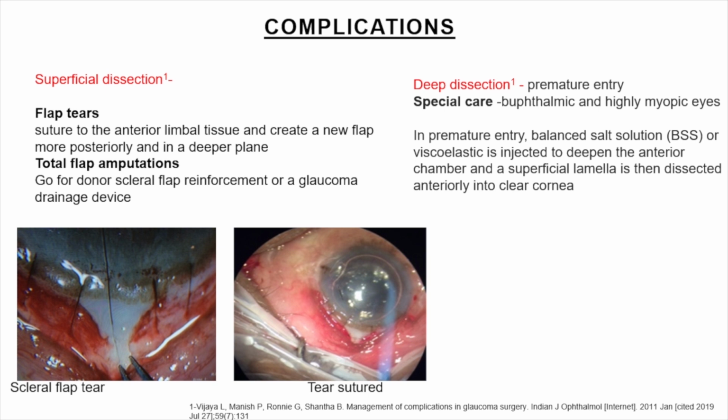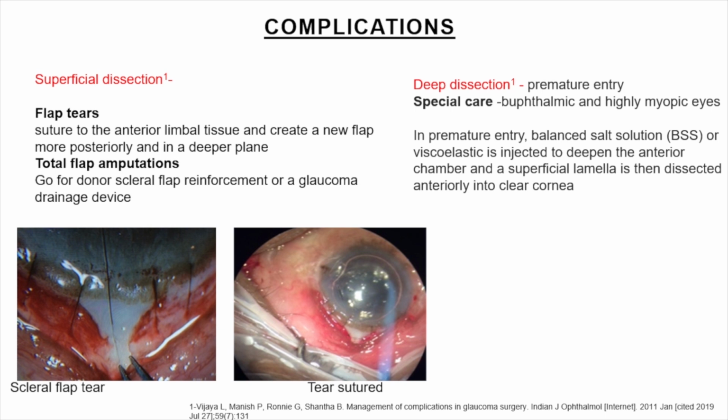Wait, one second. Why do you have to go straight away for a glaucoma drainage device? Ma'am, if only one site is remaining. No, you can use a donor scleral flap or a donor patch graft. You don't have to go for a drainage device on the table.